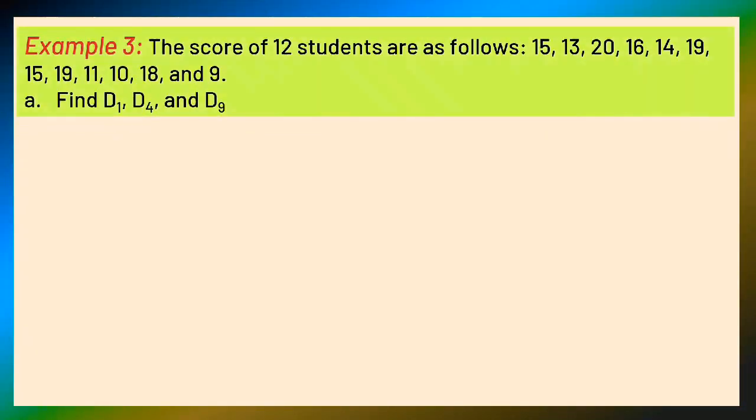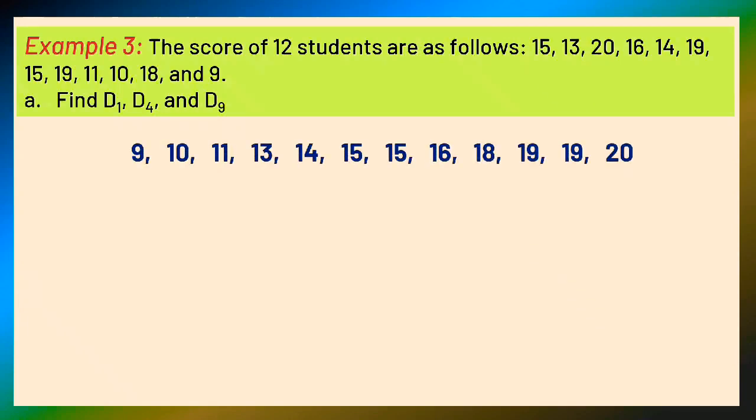For our third example, the scores of 12 students are as follows: 15, 13, 20, 16, 14, 19, 15, 19, 11, 10, 18, and 9. So first, we are going to identify the value of d sub 1, followed by d sub 4, and last but not the least is the value of d sub 9. So first thing to do is to arrange the data in ascending order as presented on your screen.